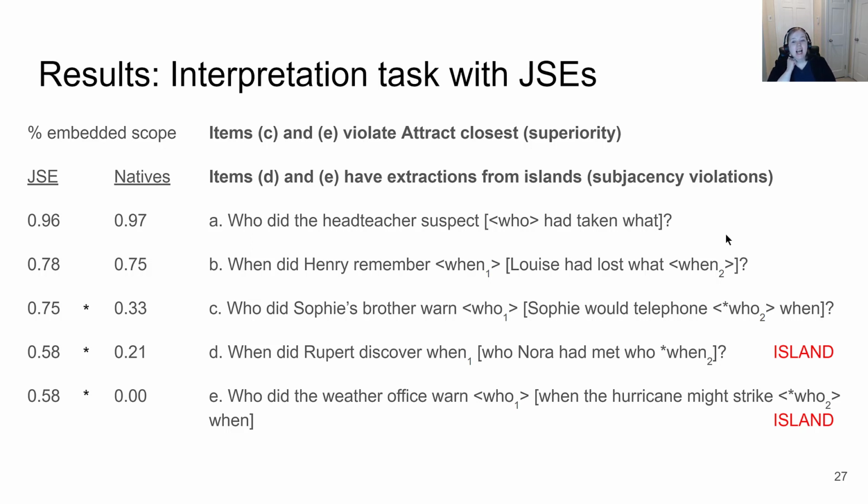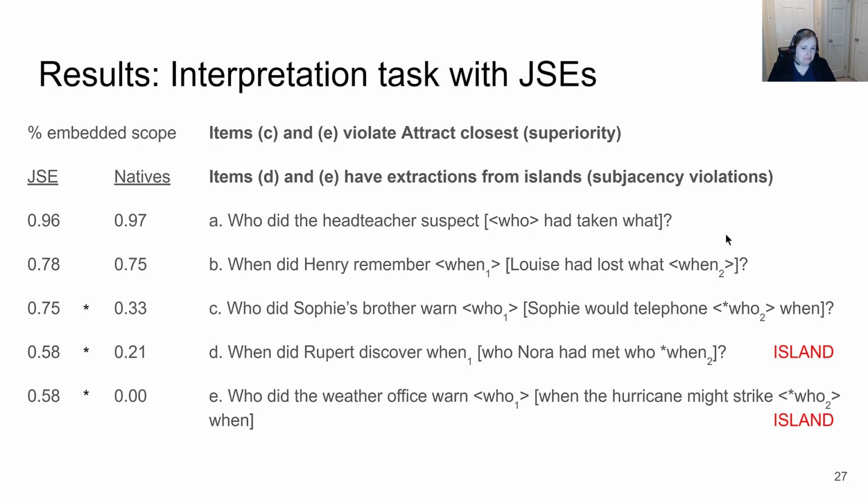However, when we introduce the superiority violation in C, the natives drop a lot to 33%, but the L2s, the JSEs, are performing pretty similar with and without that superiority violation, right? Even though they're supposed to attract closer, there's no distinction. They're treating who and when equivalently. They're not that the distinction between argument and adjunct there is irrelevant to them.